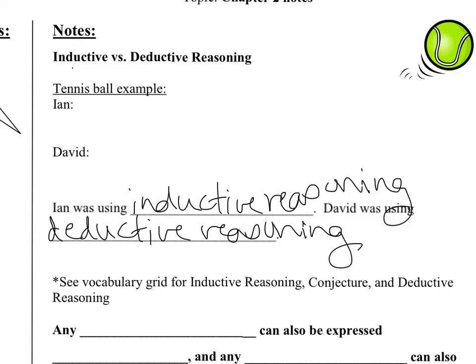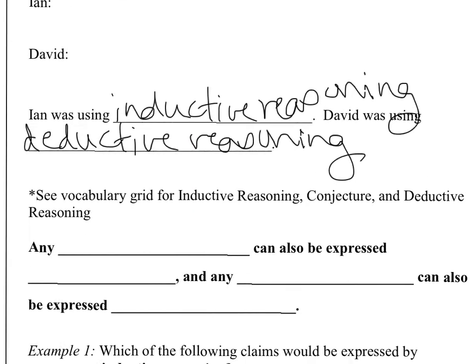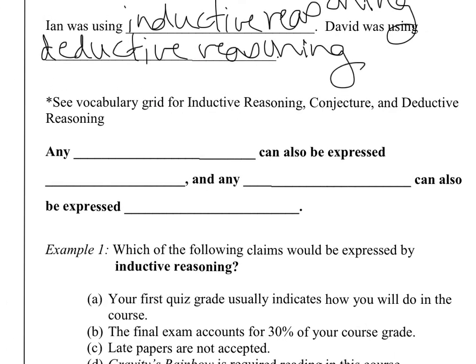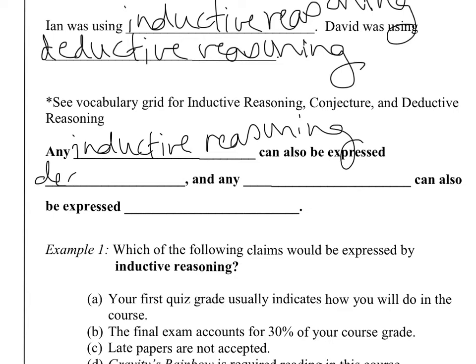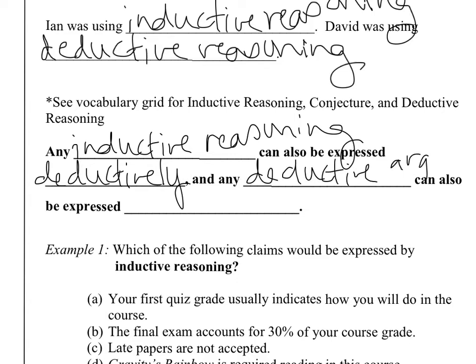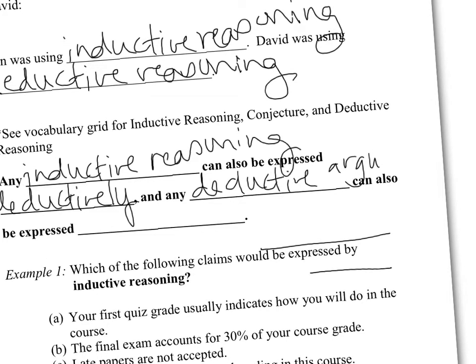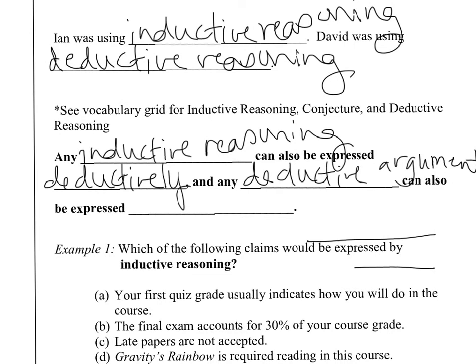So I want you to read your vocabulary grid, read the definition of inductive reasoning, conjecture, and deductive reasoning. Okay, any inductive argument, again, with the handwriting, can also be expressed deductively, and any deductive argument, I'm still learning this new app, y'all have to forgive me, any deductive argument can also be expressed inductively.